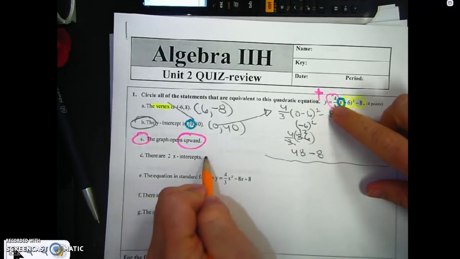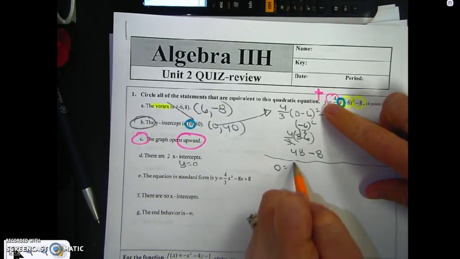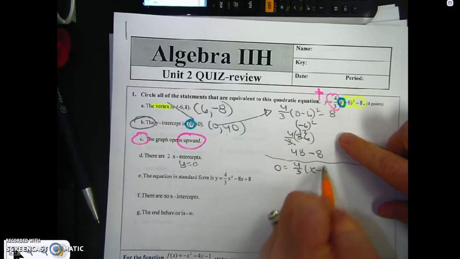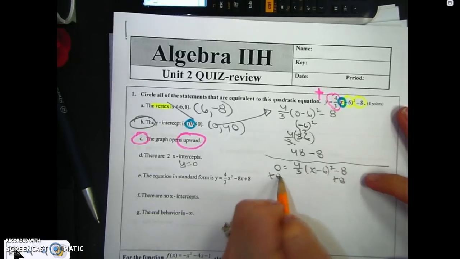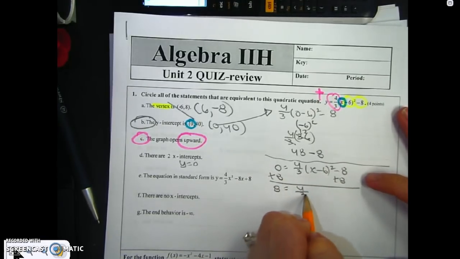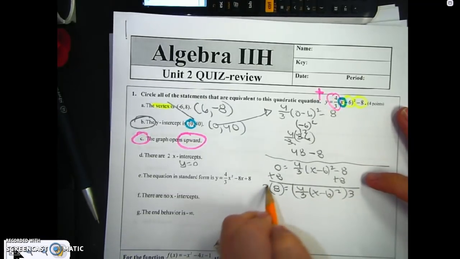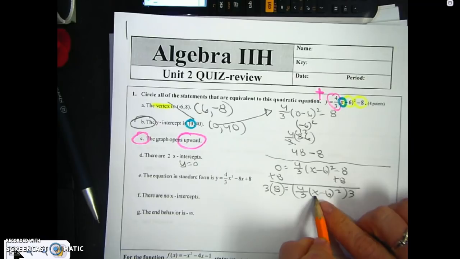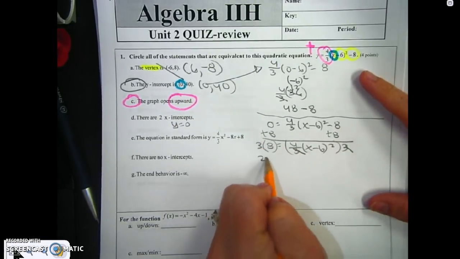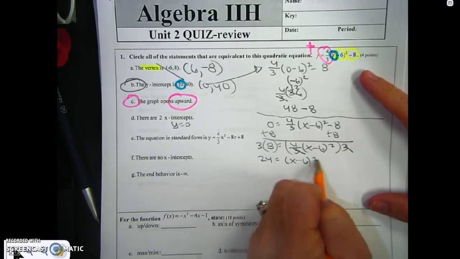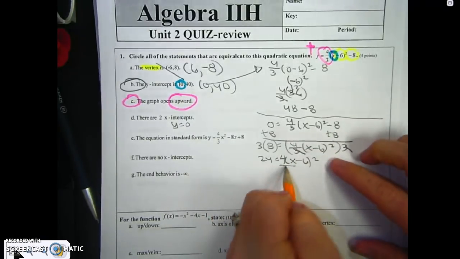So when I find the x-intercepts, I make the y equals 0. So I'm going to take 0 equals 4/3, x minus 6 squared minus 8. First thing I'm going to do is add 8. Next thing I'm going to do is get rid of the fraction. So I'm going to multiply by 3. Since this is being multiplied, I can just do that whole thing. So that goes away. And I'm left with 24 equals 4 times x minus 6 squared. Now I'm going to divide by 4.